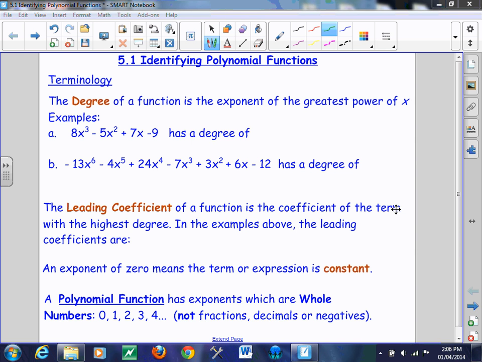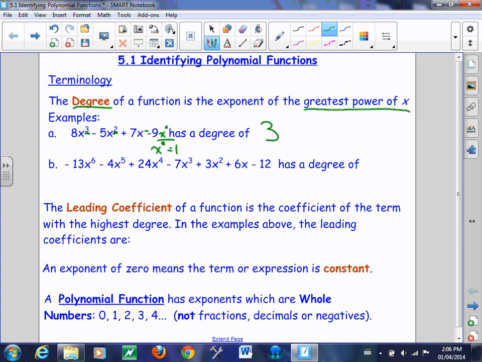First terminology is the degree of a function, where you take a look at the greatest power of x. Looking at this first example, I notice I've got an x to the power of 3, x to the power of 2, x to the power of 1. And just remember, guys, that this is really x to the power of 0, because anything to the power of 0 equals 1. When you take a look at the exponents, the one with the highest exponent is 3. So look for the highest exponent.